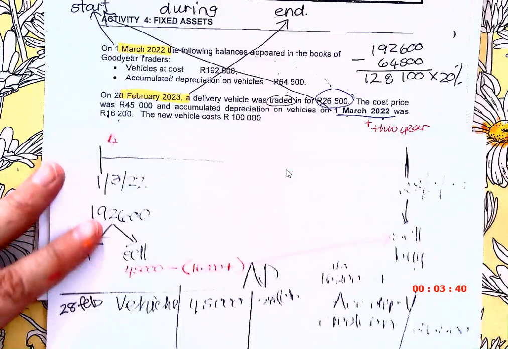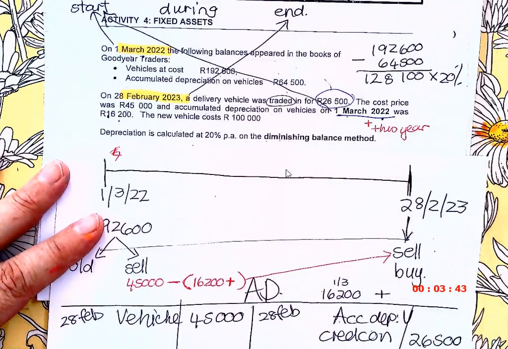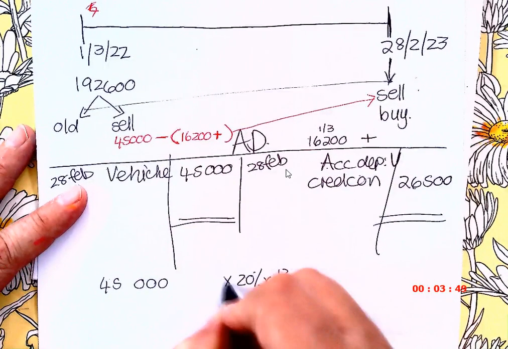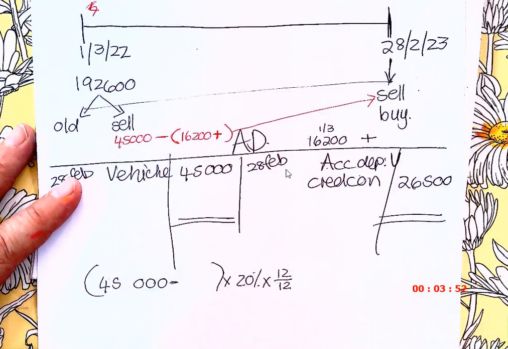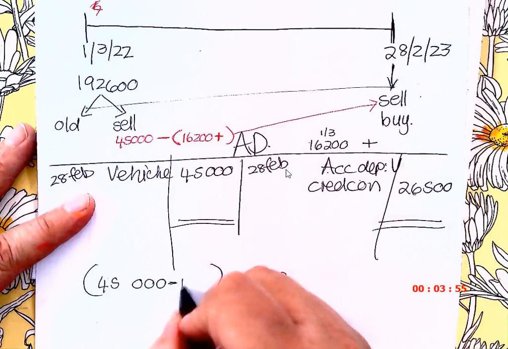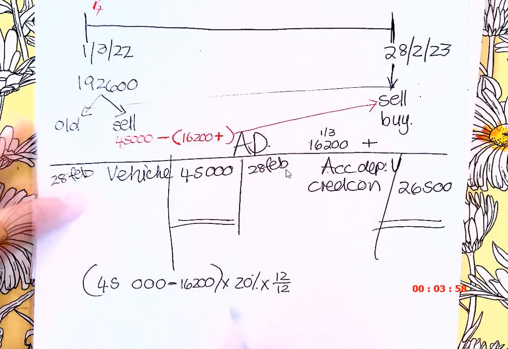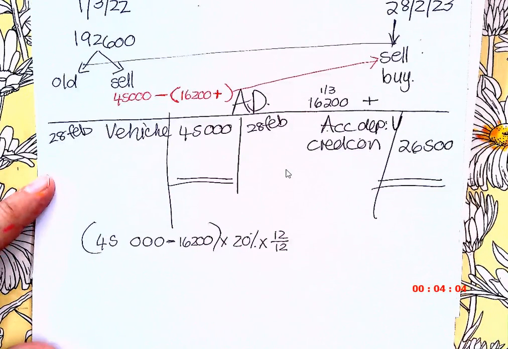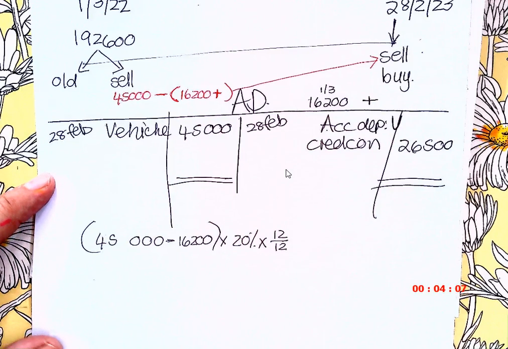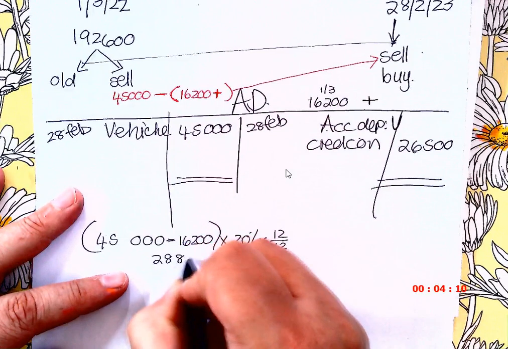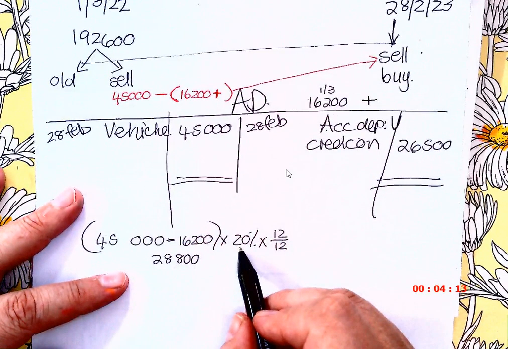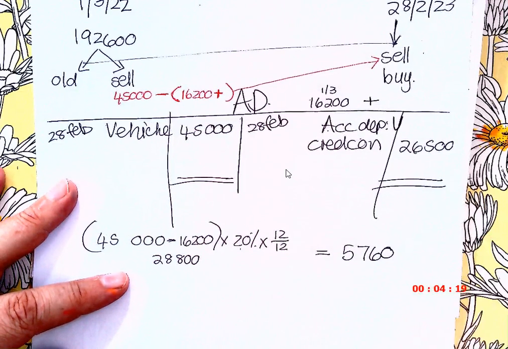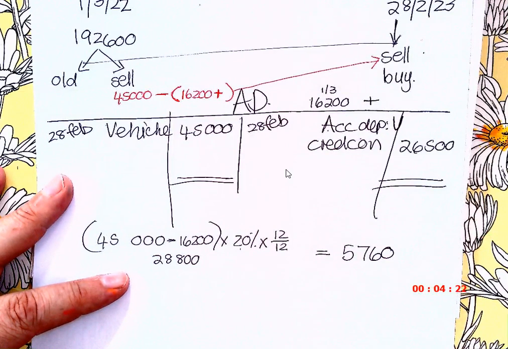So how does it work? They say it's on diminishing balance. So it's going to be 20% on the diminishing balance, which means I want to subtract that 16,200. Ne? I want the carry value, the start of the year. So what's the carry value, the start of the year? 28,800 times 20% gives me how much? Okay, 5760. You guys with me?